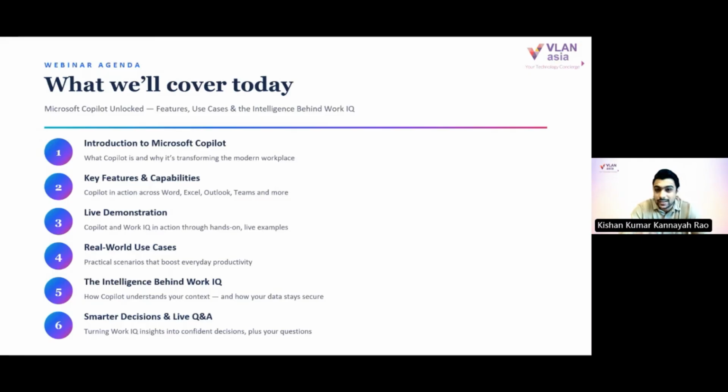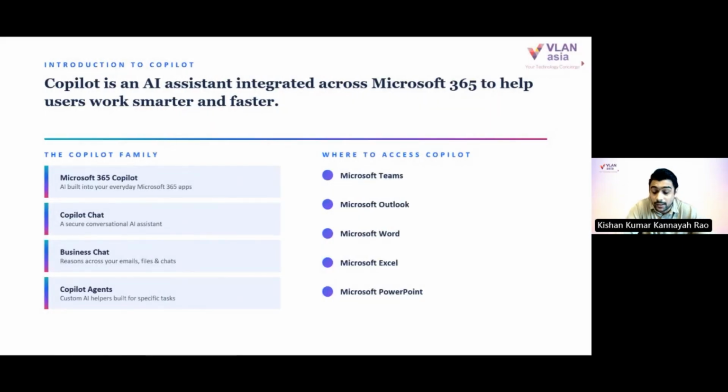So we'll be looking at what Work IQ is, what it does, and what the advantages of having Work IQ are, right? And the main part which I will cover is also the security. When we talk about AI, everybody wants to know whether my data is secure or not, and what's happening with my data. So we'll be looking at that part as well, and then some decision making and also Q&A. So let's jump into our introduction slides here.